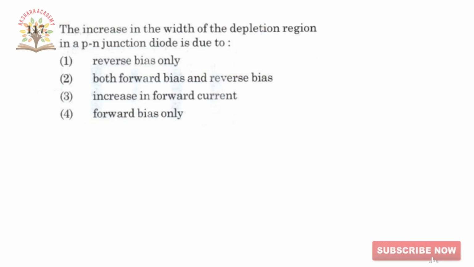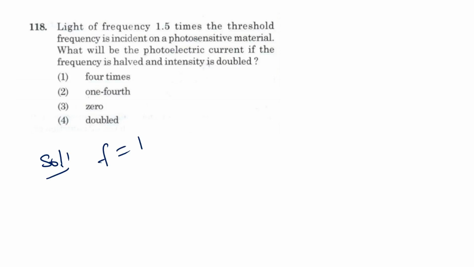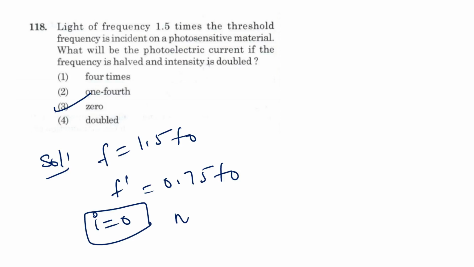This is a direct one, reverse bias only. The first option is correct. And go to question number 118. In this 118, now I am writing the solution. F is equal to 1.5 F naught and F dash is equal to 0.75 F naught. So here I is equal to 0. The answer is the third option is correct. Here the third option is correct. I is equal to 0, no photo current. No photo current in this.